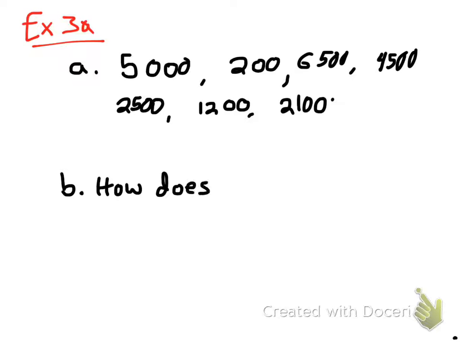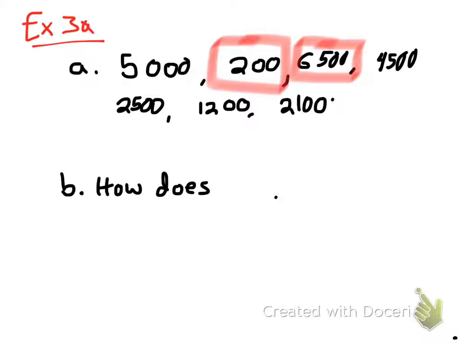All right, you should have identified, if you look at this list, 5,000, most of them are in the thousands, right? But 200 is way lower than most of these numbers. Your other number that could potentially be seen as an outlier is 6,500. 6,500 is much larger than like 1,200, 2,100, 2,500. So let's see which one is the bigger outlier.